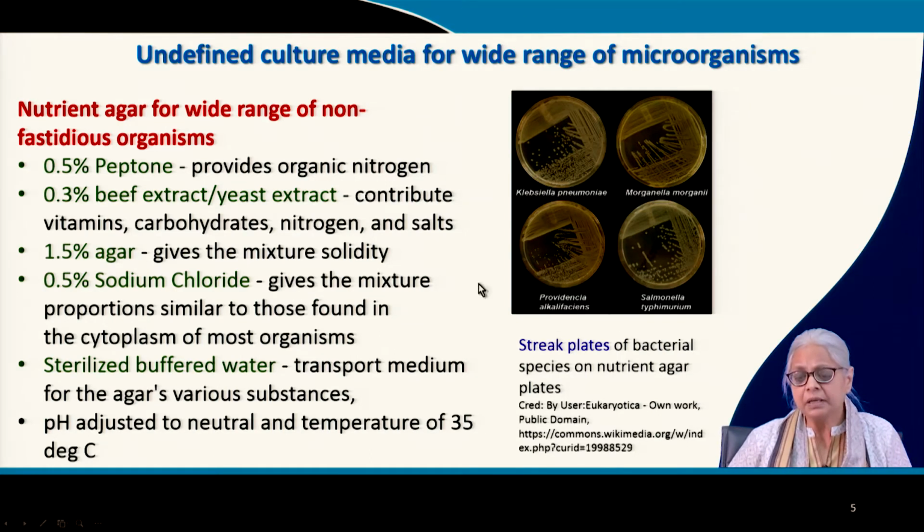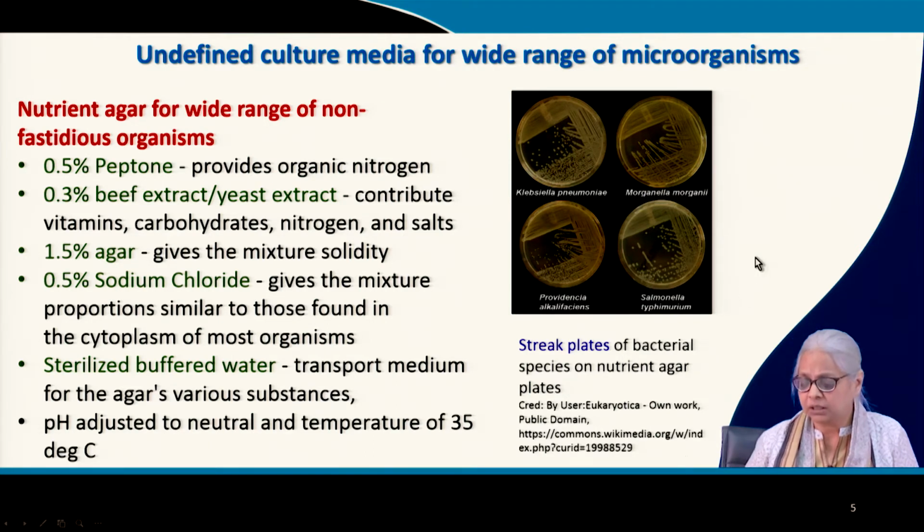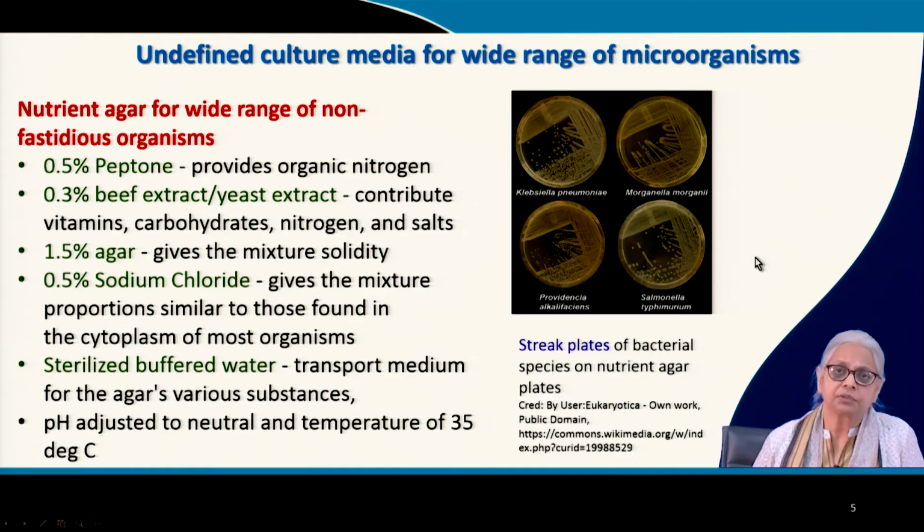So here you see streak plates of pure cultures of 4 different species. So you have Klebsiella pneumoniae, Morganella, Providentia, Salmonella, and so on. So these kinds of things can be done very easily in the lab.